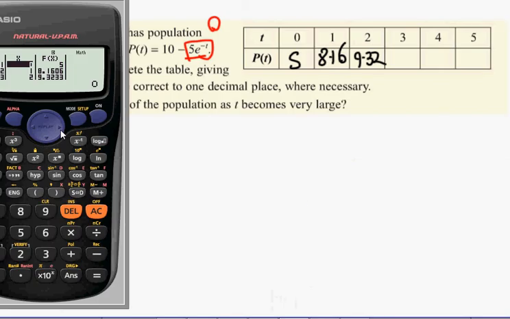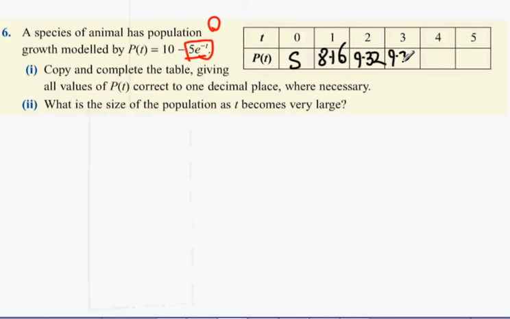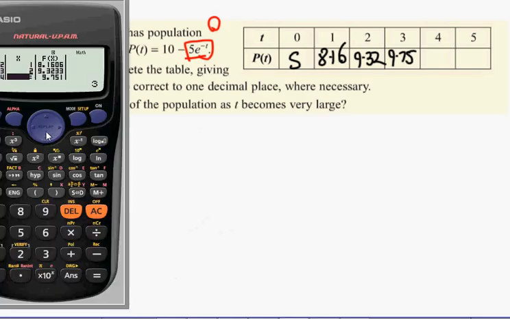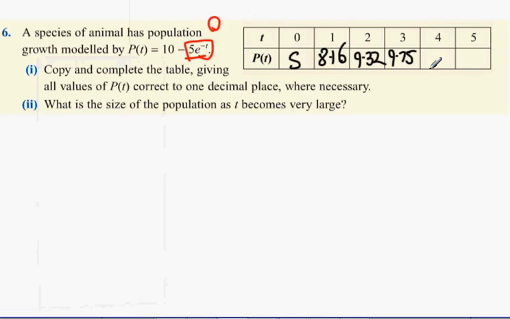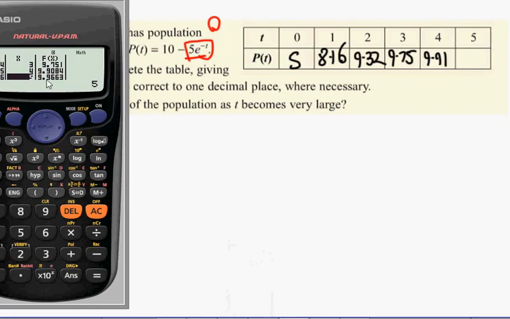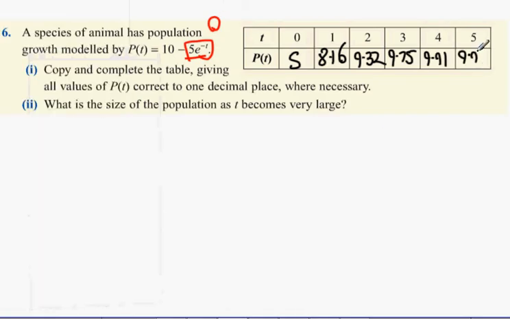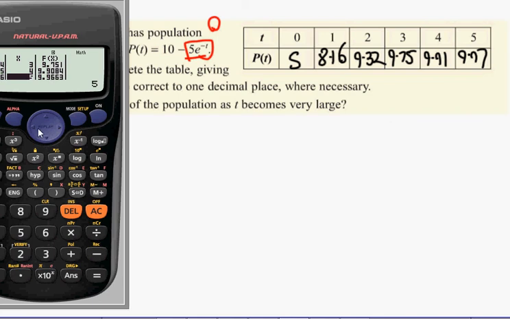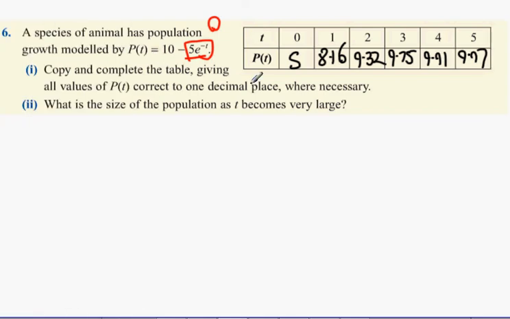After that, we can see it's going to be 9.75. After 9.75, we're going to have 9.9 and 9.97. Is it 9.91? 9.97 is correct. And then what happens further up, guys? Look what happens further up. It's getting ridiculously close to 10, but it's never going to reach it.